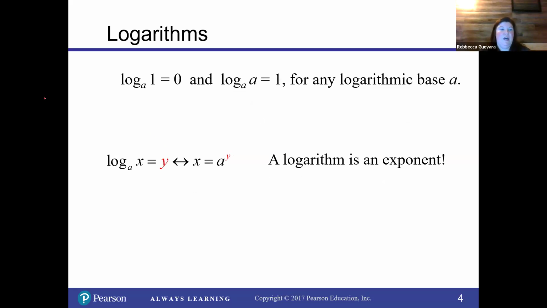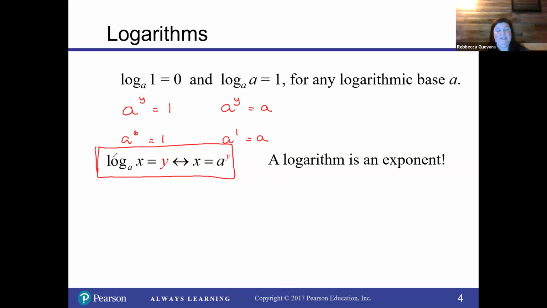So just as a note, the log base a of 1 is always going to be 0, because I have to figure out, well, what power do I put on a such that I get 1? Well, the only thing that's going to work is 0. And then log base a of a is going to be 1. So once again, what power do I put on a that I get a back? Well, my only choice there is 1. And this we're going to use a fair amount.